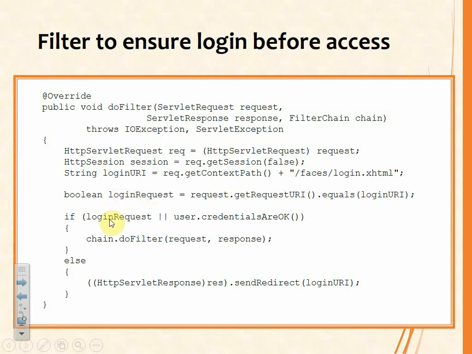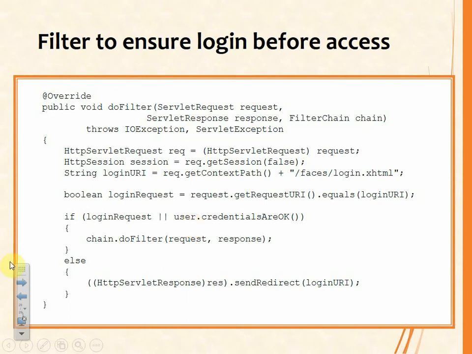If it's a login request, then I can just go straight on to process that request. If it's not a login request, then I'm going to go on and check that the user object that I've injected has got credentials that are okay. And if those credentials are okay, then I can go on and process the request. But if they're not okay, it means the user has not successfully logged in and therefore should not be allowed to continue with this request.